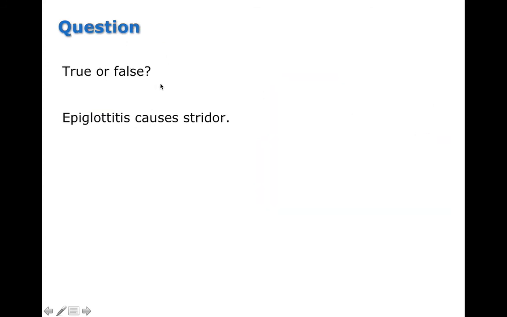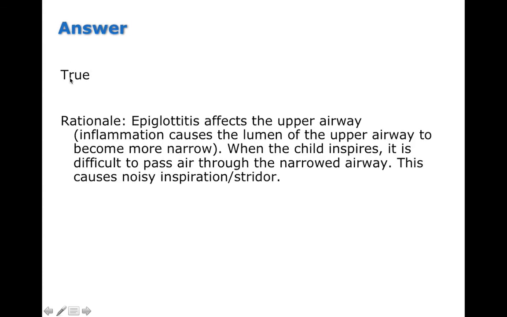And this question here says true or false, epiglottitis can cause stridor. And the answer is true. We said that epiglottitis affects the upper airway like croup does. And so when the child goes to breathe inward, or inspire, it's difficult to pass air through this narrowed airway, and it causes this noisy inspiration, or stridor noise. It's hard to describe without just hearing it, but if you Google stridor, there are lots of audio clips out there that can play it for you.